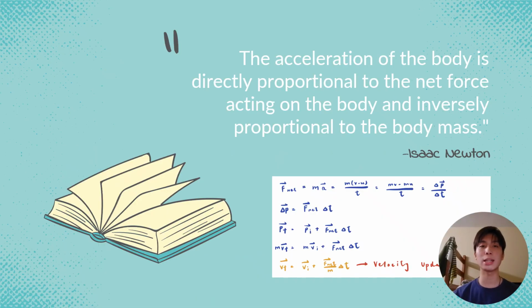Newton's second law states that the acceleration of a body is directly proportional to the net force acting on the body and inversely proportional to its mass, which means F net equals ma. We can use a equals (v minus u) over t, substitute in the momentum formula, and derive the principle of momentum, which is F net equals the derivative of momentum over time. Then we can continue substituting and get the velocity update formula: v final equals v initial plus F net over mass times delta t.